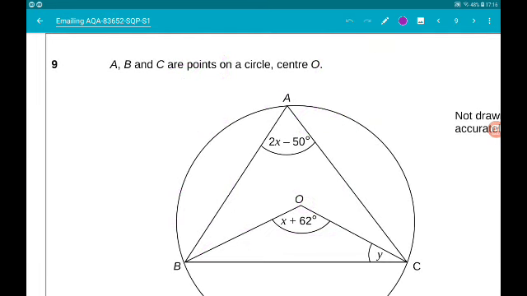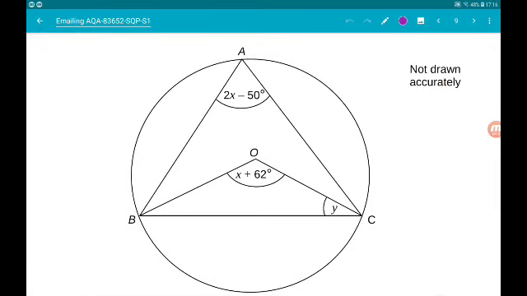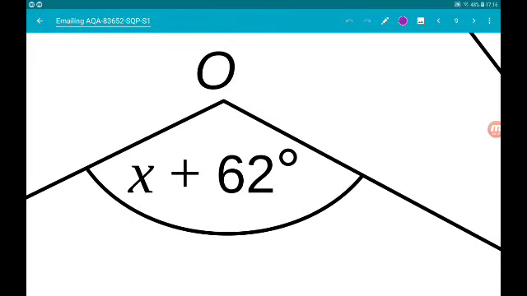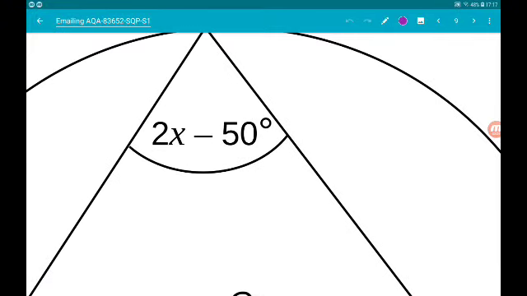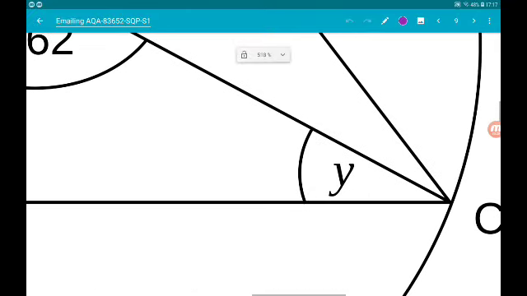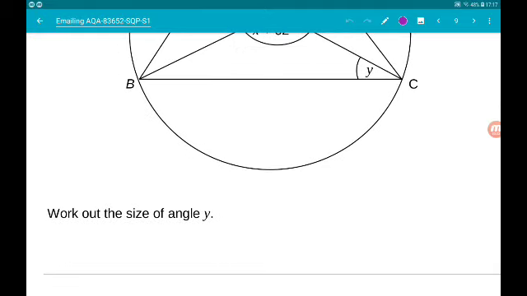Okay, question 9, we have a nice circle theorem problem here. So A, B and C are points on the circumference of a circle. Now we've got a few angles algebraically. So we know this angle in the centre is x add 62. The angle up here is 2x minus 50. And we've also got down here angle y. Now our mission is to work out the size of angle y.